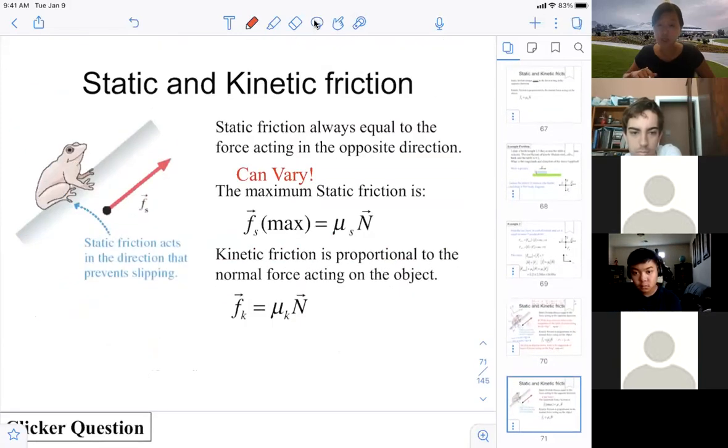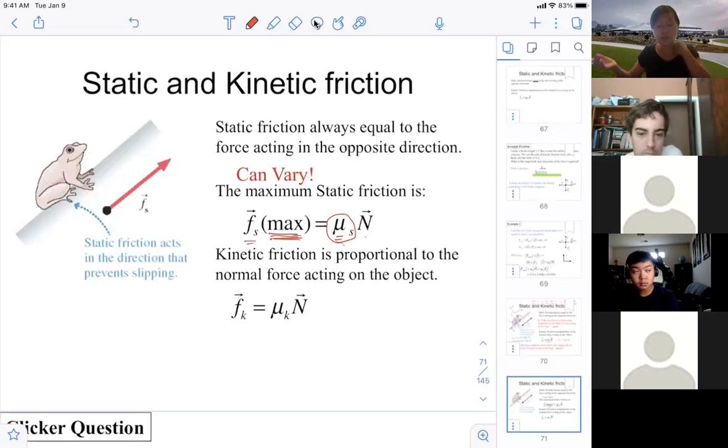Static friction can vary, and we talked about how there is a maximum amount, right? It makes sense. You cannot provide an infinite amount of static friction. The maximum amount, however, has a very similar equation to our kinetic friction. The maximum amount of static friction a surface can provide is the static friction coefficient mu s times the normal force. So mu s is different from mu k. They are roughly close.